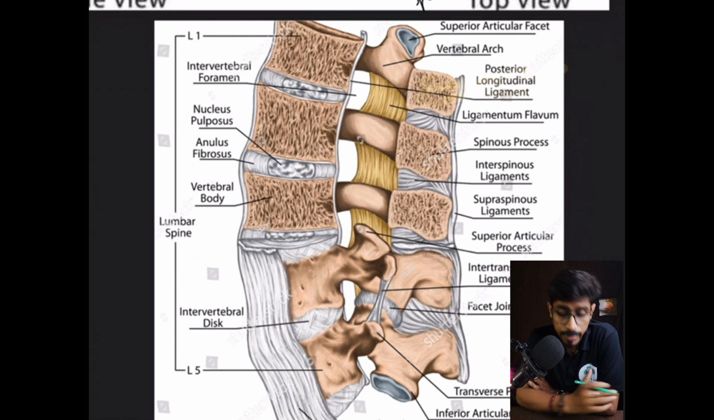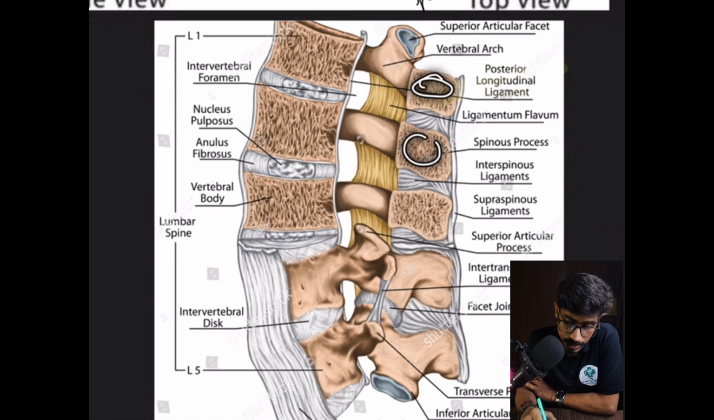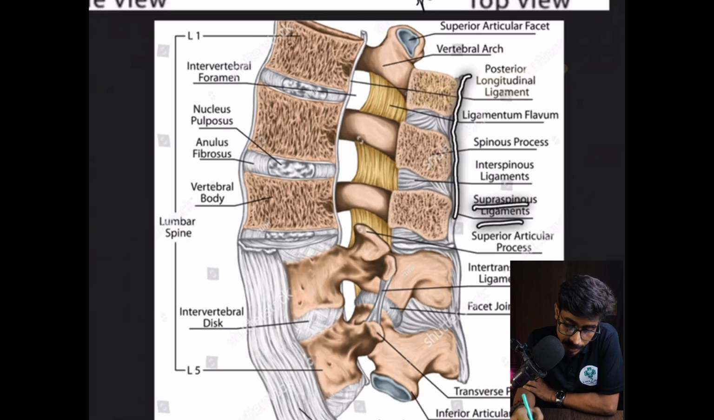Okay, so now let's talk about the ligaments. In ligaments you can see that the ligament name is given by the location and by the name of the structures. For example, what is this? This is the spinous process. These are all the spinous processes. So the ligament near the spinous process is known as the spinous ligament. For example, this straight longitudinal ligament is known as the supraspinous ligament. This ligament between the two spinous processes is known as the interspinous ligament.